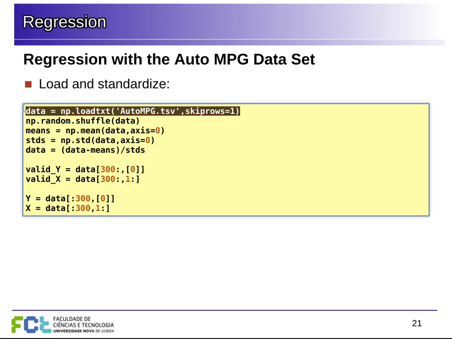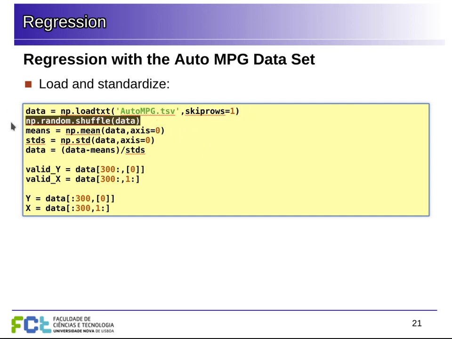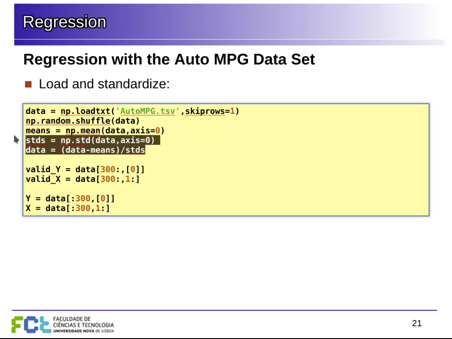So we're going to load the data. This skip rows is just to skip the headers on the TSV file. If you want to open the TSV file, you can look at what the different features are, but we're not going to bother too much with that for this exercise. Then we're going to shuffle and standardize everything.